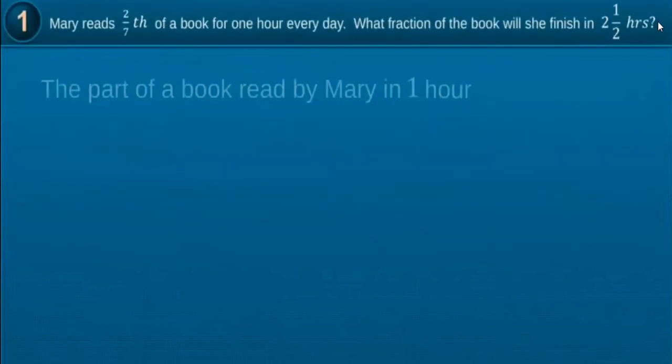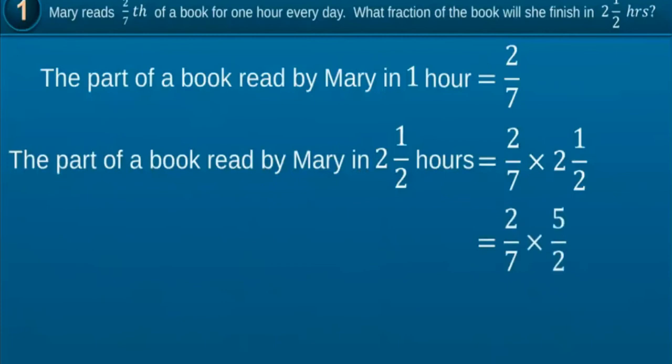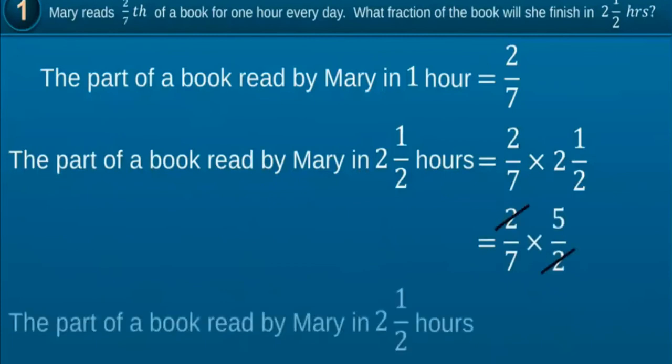We are given that the part of a book read by Mary in 1 hour is 2/7. Therefore, the part of the book Mary can read in 2.5 hours is equal to the product of 2/7 and 2.5. On converting 2.5 into an improper fraction, we get 5/2. On simplifying the fractions, we get 5/7 as the answer.